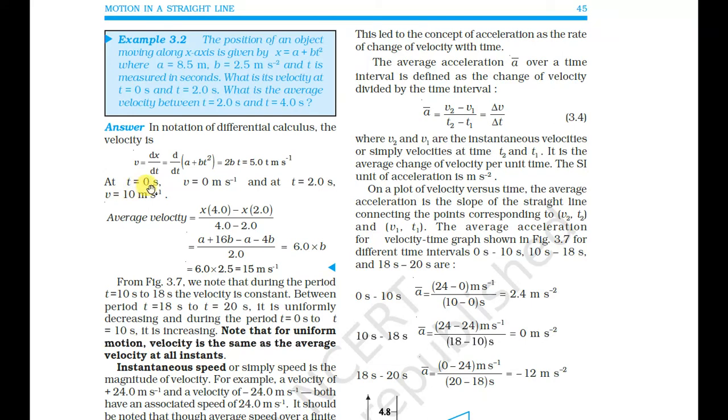Suppose t equals 0, the velocity will be 0, and at t equals 2 seconds, the velocity will be 10 meters per second. Multiplying 5.0 by 2, we get 10 meters per second.